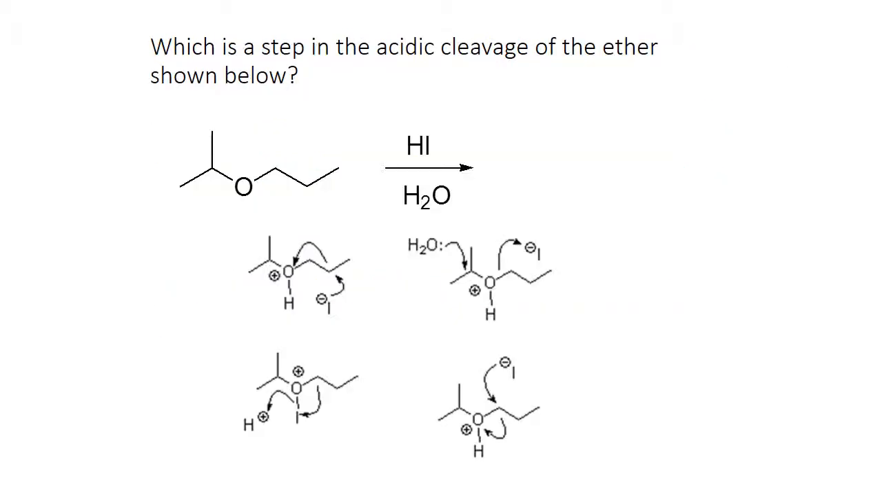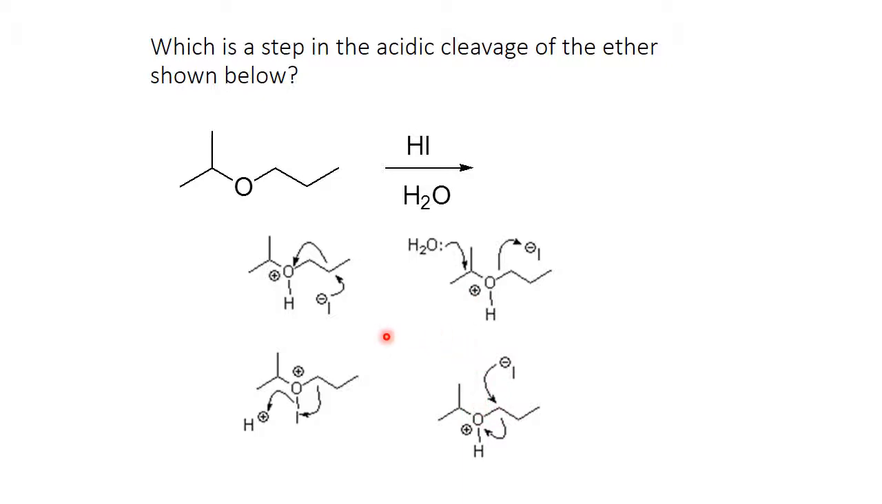Which step below is one of the steps in the acidic cleavage of the ether shown below? Okay, when we look at this ether, we can see that it's a secondary ether and a primary ether. So we know, since there's no tertiary there, that it has to go through an SN2 process. Of course, the oxygen will be protonated before any kind of SN2 can occur. All of these have a protonated oxygen except for this one, so this can be eliminated. We see protonated oxygens in the remaining three choices.